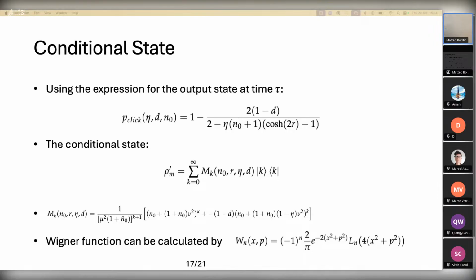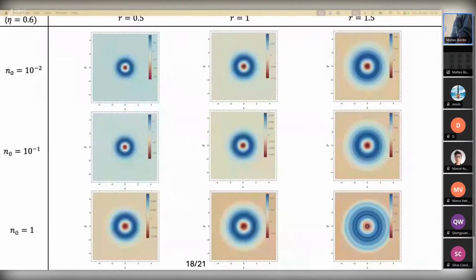We just comment on the order: we can see the other coefficients depending on initial temperature, squeezing, efficiency, that is a statistical measure of Fock state. So this is easily computable because we know the Wigner function of the Fock state. So W of the state, the Wigner function of the state, will be a weighted sum of these coefficients of the Wigner function of the Fock state. We can compute this and put it inside a software to see what happens.